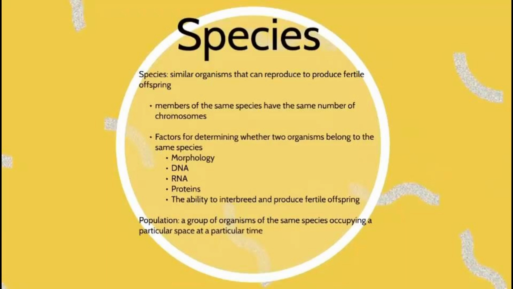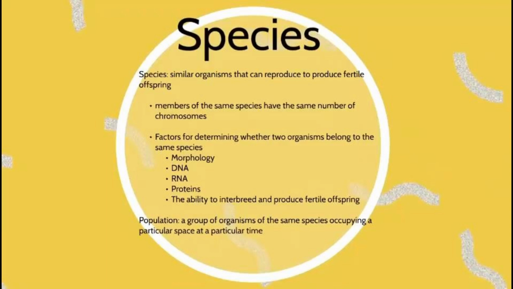So they have to be the same species, they have to be in the same place and at the same time, and there has to be the potential for them to interbreed and produce fertile offspring. Well, that is actually part of the definition of being the same species. So really we can just think of it as they need to be the same species and they need to occupy the same space at the same time.